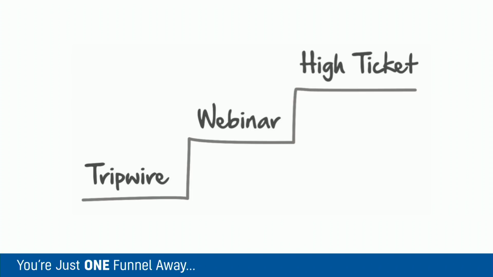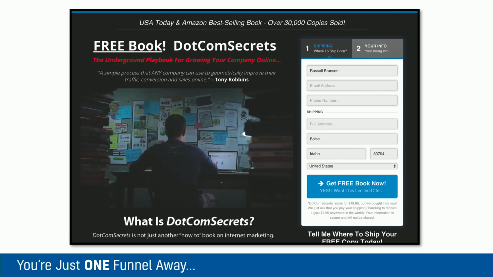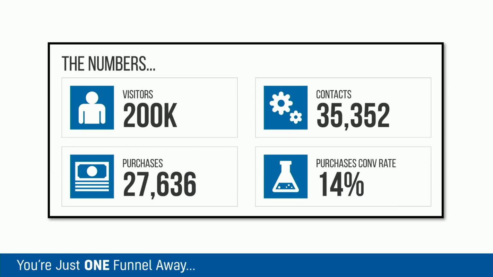So here's an example of our tripwire funnel, just so you guys see numbers. This is my .com secrets book. These are some stats I pulled from about a year ago, just so you get some ideas of percentages and numbers. With this book, we sent 200,000 visitors during this time, and from that, about 35,000 people filled in step 1 in the 2-step order form, and 27,636 actually put in their credit card. So about 14% of the people who hit the page actually bought the book.